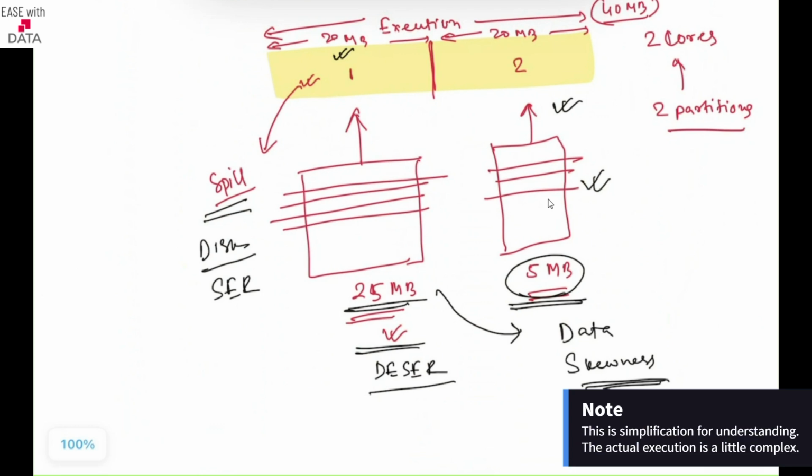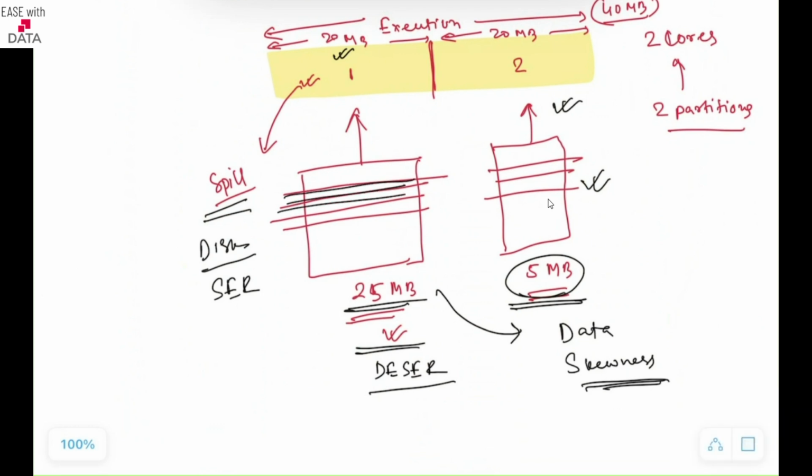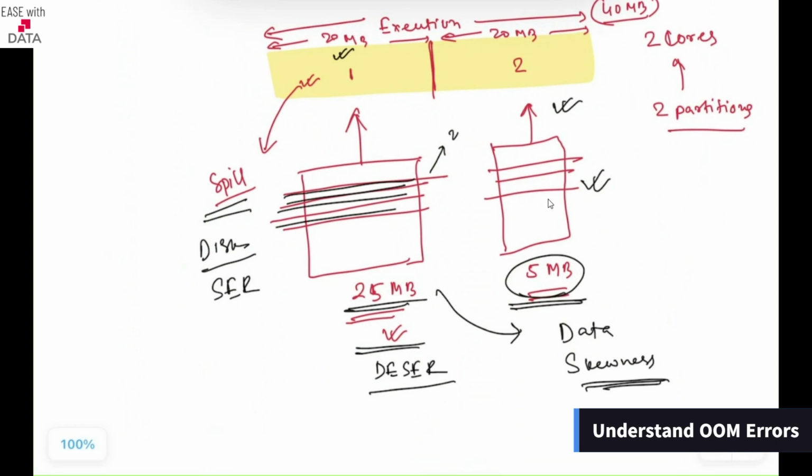Now let's consider one more scenario. Consider the records in each partition are so big that they cannot fit in memory. For example, this particular record itself is 25 MB.